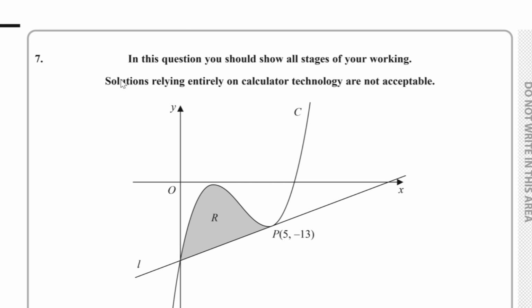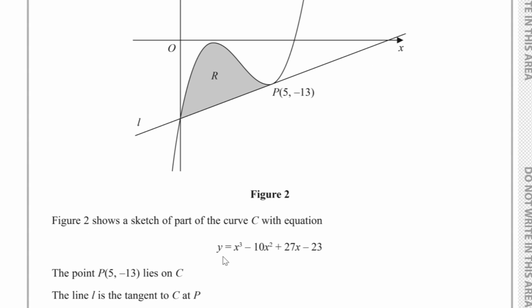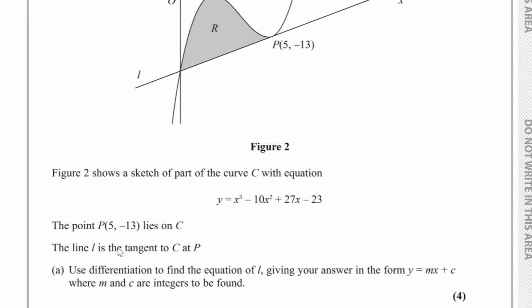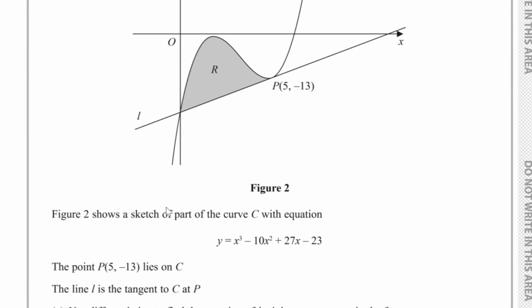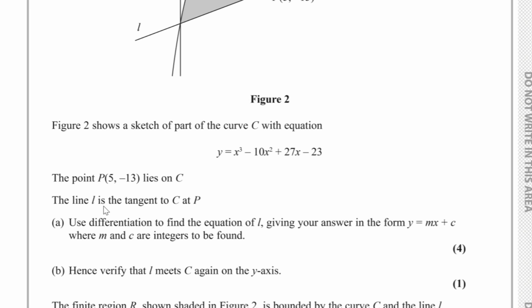Question number 7. In this question, you should show all stages of your working. Solutions relying entirely on calculator technology are not acceptable. We have figure 2, which shows a sketch of part of the curve C with equation y equals x cubed minus 10x squared plus 27x minus 23. The point P (5, -13) lies on C. That's what we see here. And the line L is a tangent to C at P.